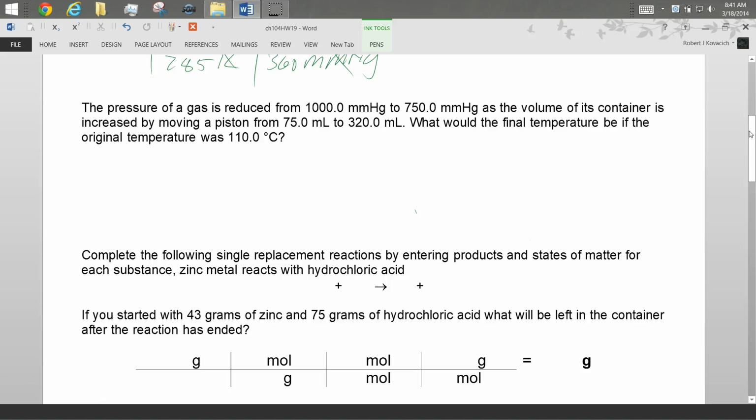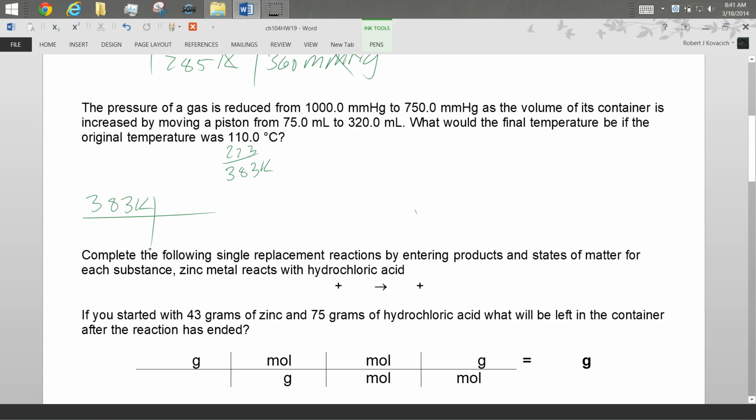So the pressure of a gas is reduced from that pressure to that pressure as the volume of the container is increased from that size to that size. What would be the final temp? All right, so I see a temperature here, so 273, 383 Kelvin, so I got that knocked out. I'm looking for a temperature, so I'm just going to go ahead and start with 383 K.